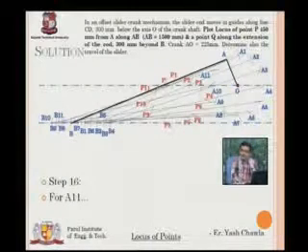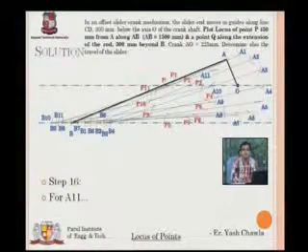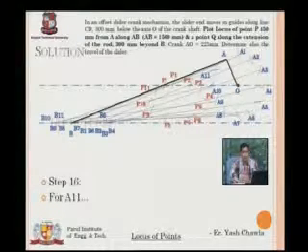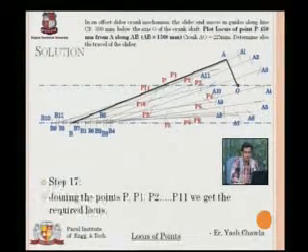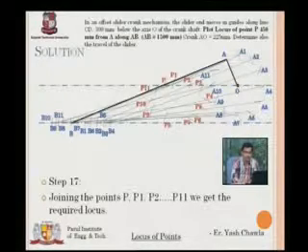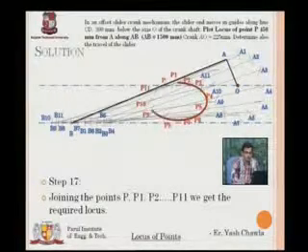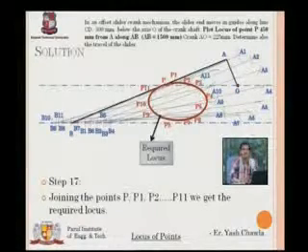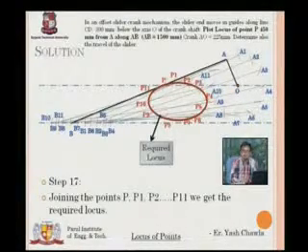So again what I'll do is I'll draw a smooth curve which passes through all the points from P1 to P11. Here we go. To get the locus, I'll join the points P1 to P11, and here I have the required locus of this particular question.